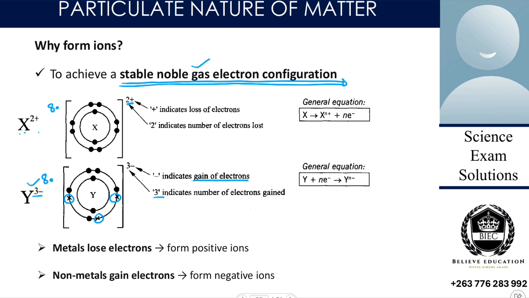So in general, metals lose electrons to form positive ions, and non-metals form negative ions. Then when you see it written in terms of equations, we would have these general equations. So we say X is the atom, but it will give us what?